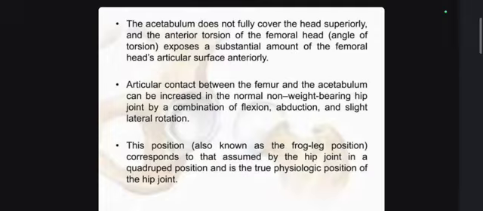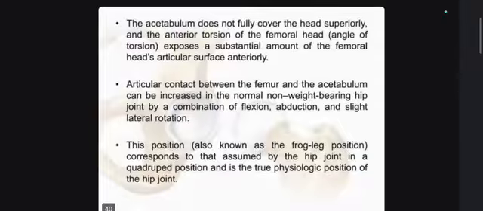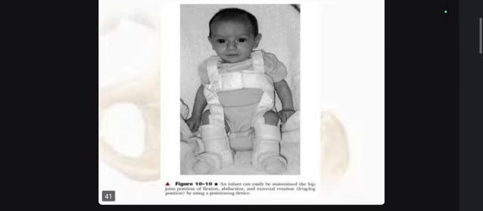Articular contact between the femur and the acetabulum can be increased in the normal non-weight-bearing hip joint by a combination of flexion, abduction and slight lateral rotation. This position, also known as the frog leg position, corresponds to that assumed by the hip joint in a quadruped position and is the true physiological position of the hip joint. In this image, an infant can easily be maintained in the hip joint position of flexion, abduction and external rotation by using a positioning device.